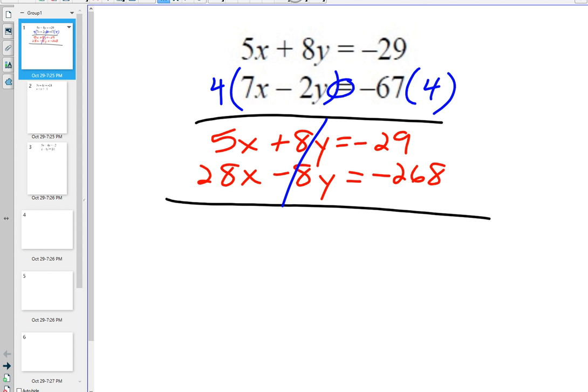So then Emiliano knows that 28 plus 5 is 33x. Because we add. The reason why they cancel is because you added. Negative 29 minus 268 is negative 296. Negative 297. And you disagree? Oh, yeah. And then we'll just divide by 33.